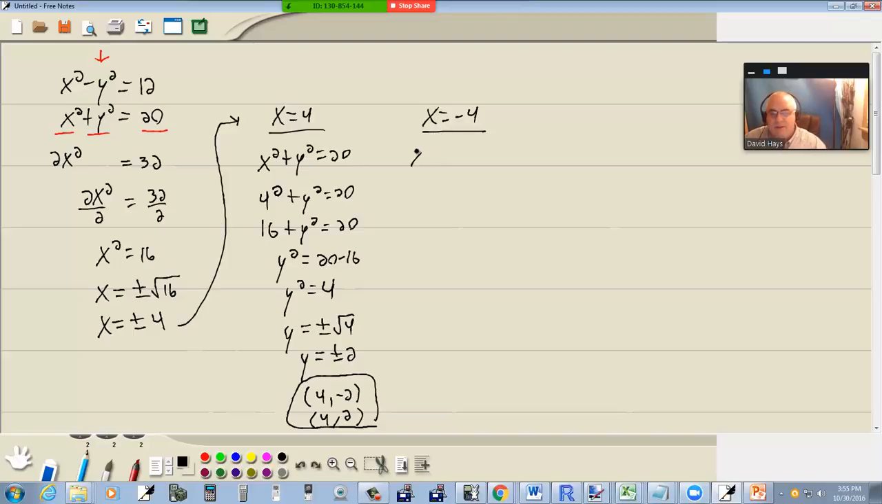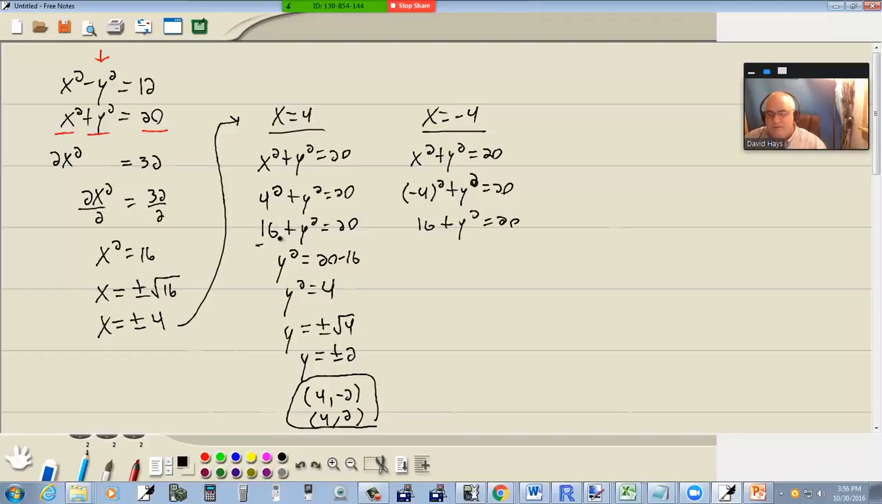Now I also want to do the same thing on the other answer. So I got x squared plus y squared is equal to 20. We're going to plug in negative 4 for the x. So we got negative 4 squared plus y squared is equal to 20, which is 16 plus y squared is equal to 20.